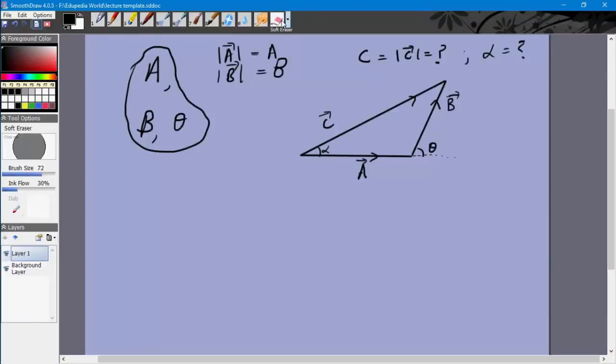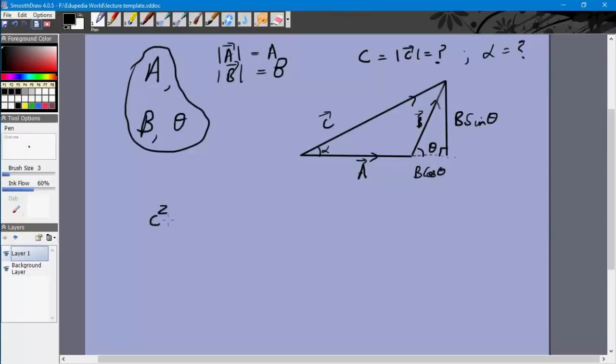Well, we can make a simple construction. We can drop a perpendicular from this point, like this. Now if this is the perpendicular, then this side has a length of B sine theta and this side has a length of B cos theta, right? Now if you look at this total big triangle, the outer triangle, it's a right angle triangle where one side is B sine theta and the other side is A plus B cos theta. So we can use Pythagoras theorem to get the value of C.